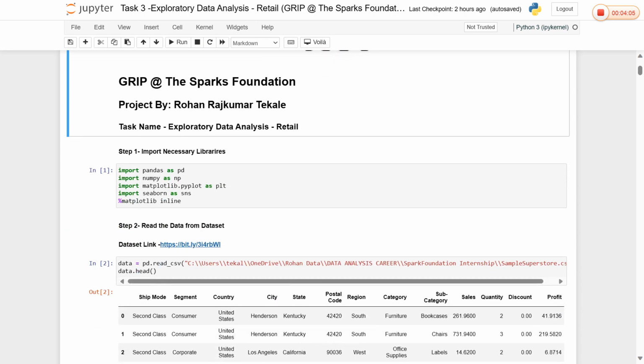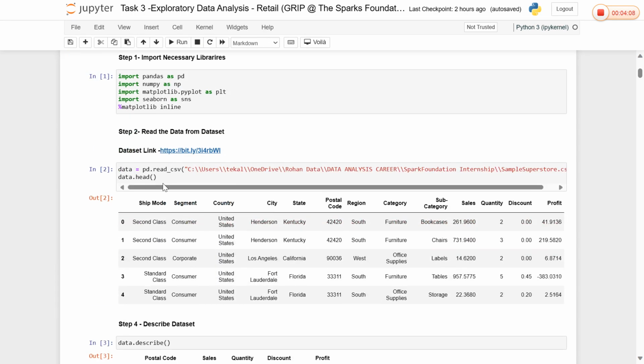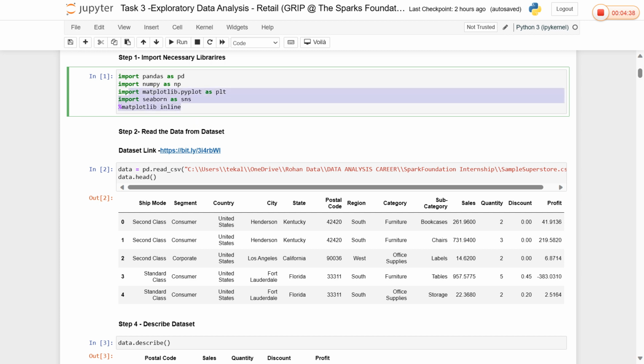So step one, it is very important to import the libraries necessary for the analysis. Our journey begins with importing the necessary Python libraries, including pandas, numpy, matplotlib, and also Seaborn, which are essential for data analysis and visualization purposes. Here I have imported the necessary libraries that I have mentioned already. So this is the way to import the libraries.